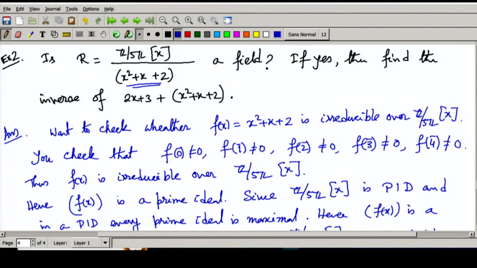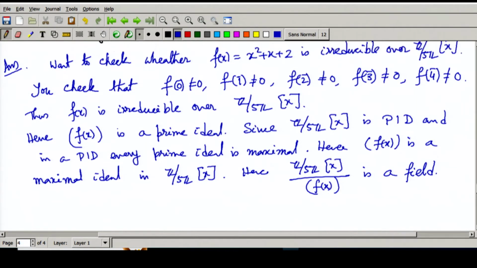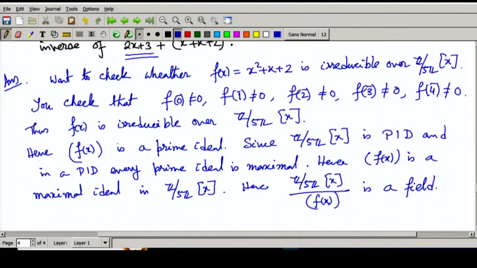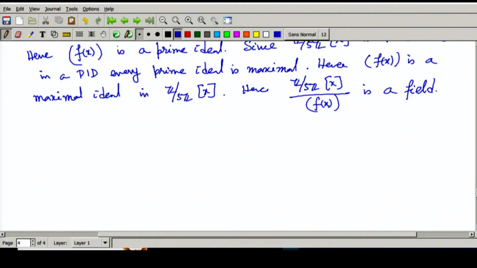In fact, of course, this is a field means this is also an integral domain. Now, we have proved that this is a field. Next thing, we would like to find out the multiplicative inverse of 2x plus 3 in this ring. So, in order to do that, any element in this quotient ring will be of this form.